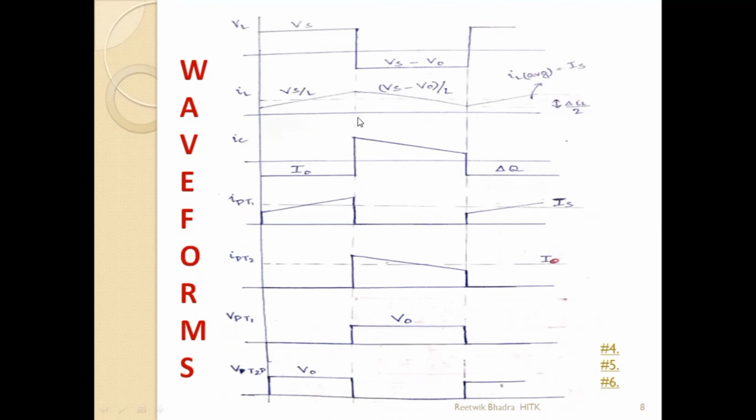So this peak point is decremented by value I naught. So it is starting from below this point. Minus I naught is already over here. So it will start from this point.